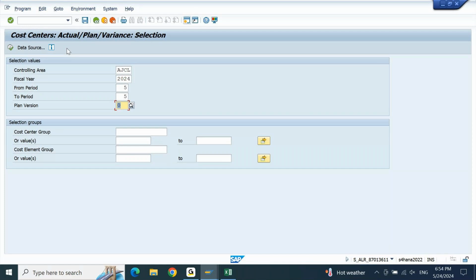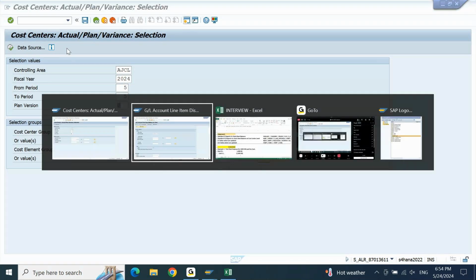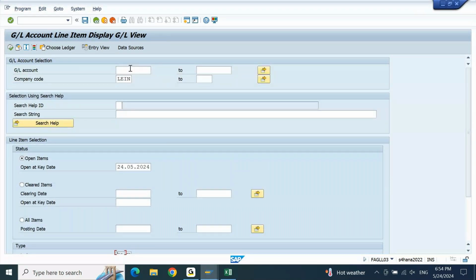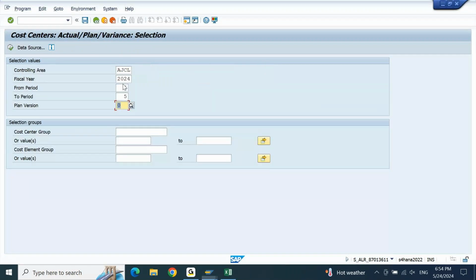Now, the way you are looking at the GL report, for generating any GL report, GL account and company code are sufficient. Similarly, to generate any cost center report, you need to give cost center or cost element. Cost center is mandatory here because this report is talking about cost center. For a cost center report, cost center must be there. When there is no cost center, there is no cost center report.